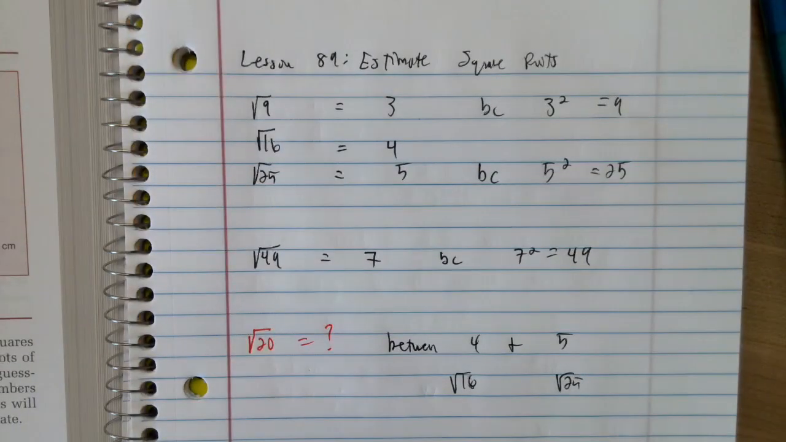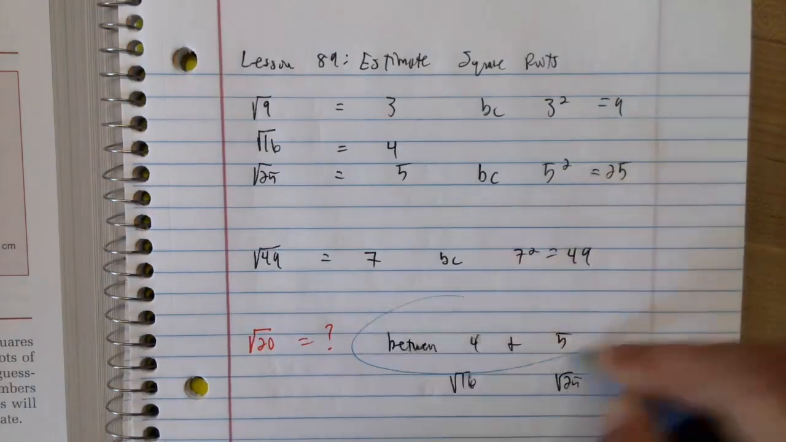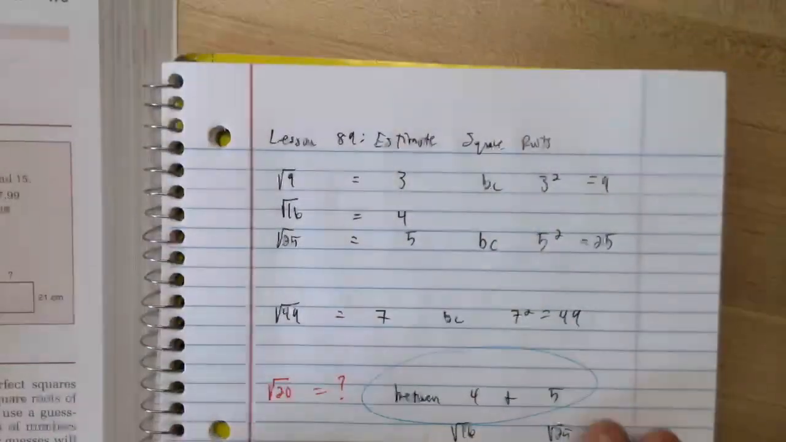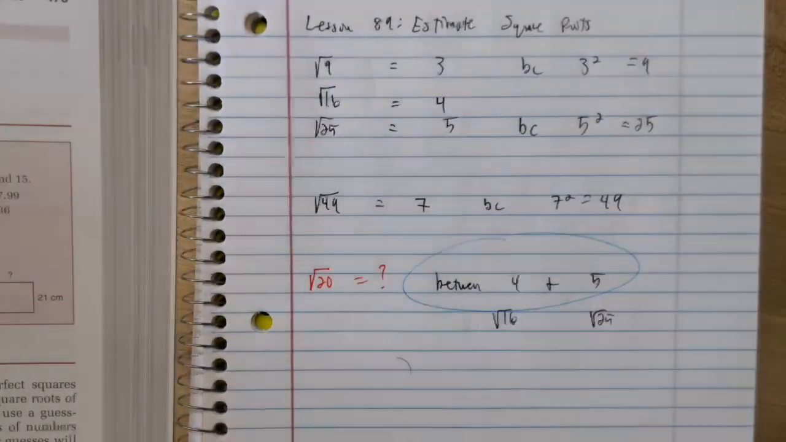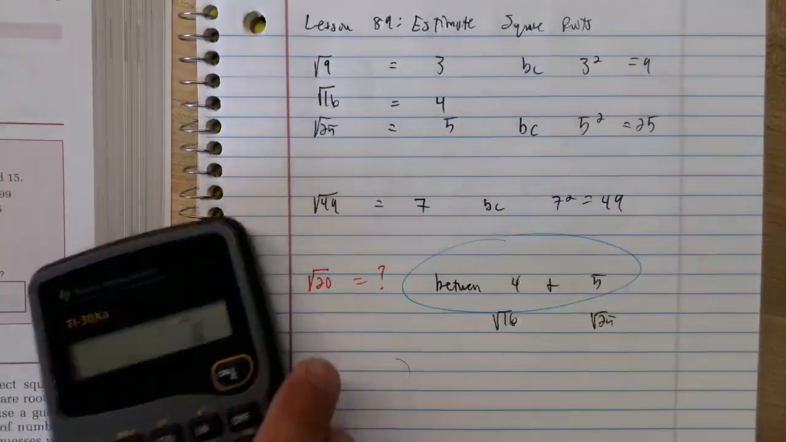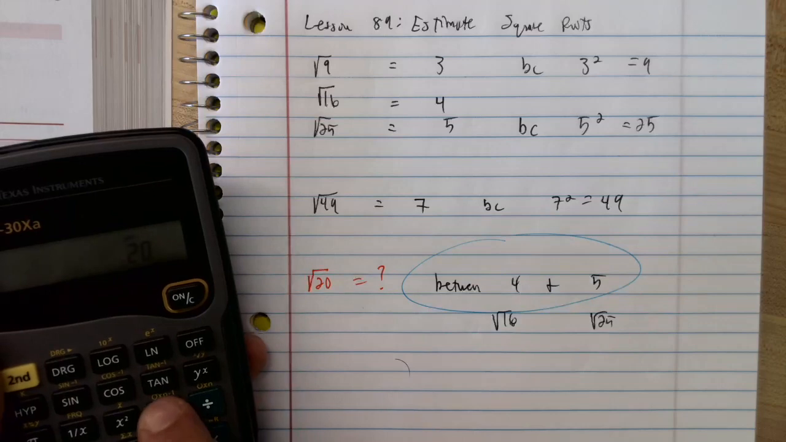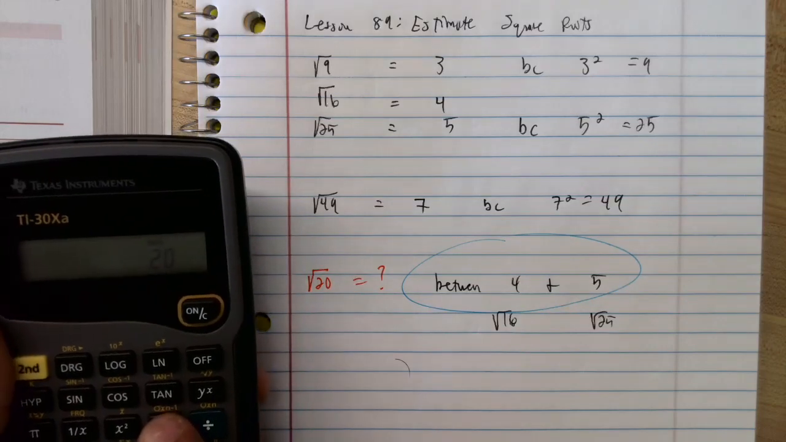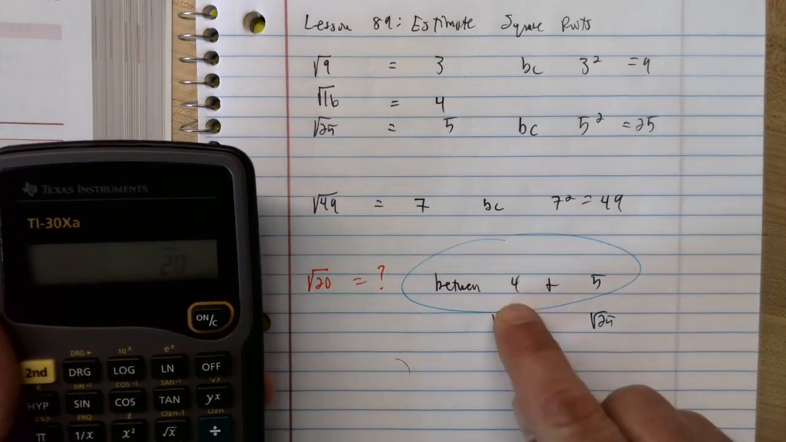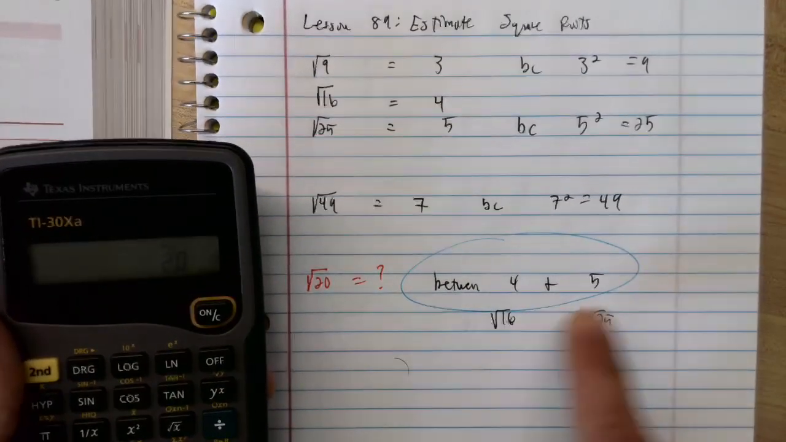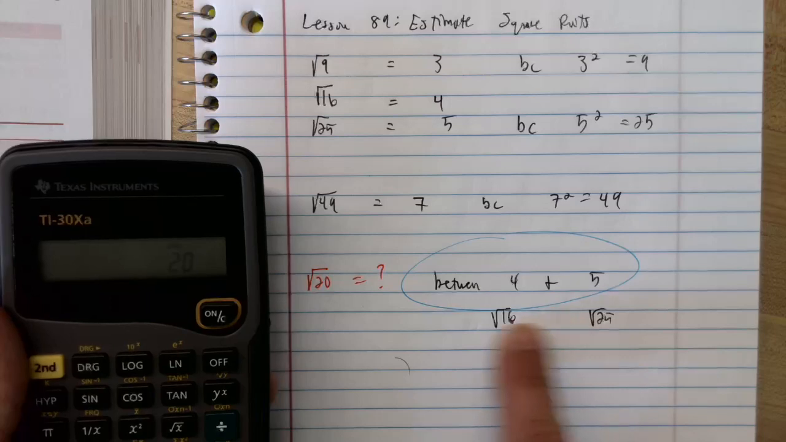That's what I'm trying to get you to see: this lesson just wants us to be able to say, well, it's between what numbers? Between 4 and 5. Now, some of you are probably thinking, can't you just type it in on a calculator? So here's what I'm going to do. I'm going to type 20, and then I'll hit the square root button. We said it's between 4 and 5, right? Our reason was 4 is the square root of 16, 5 is the square root of 25, and 20 falls right in the middle of those.